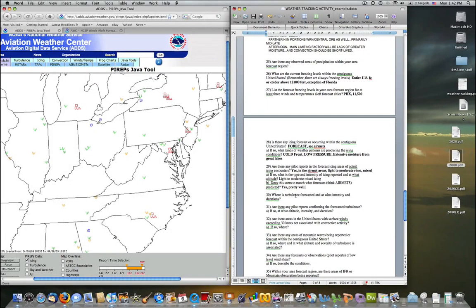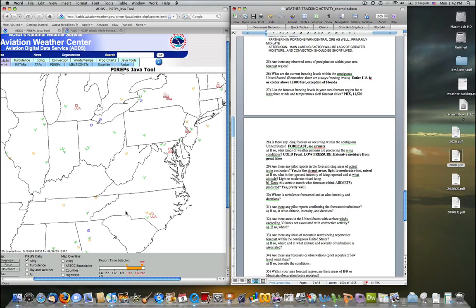Okay, where is turbulence forecasted and at what intensity and durations? Again, I'm double checking that you went through these AIRMETs for turbulence, so you can take that information and share that here on question 31.